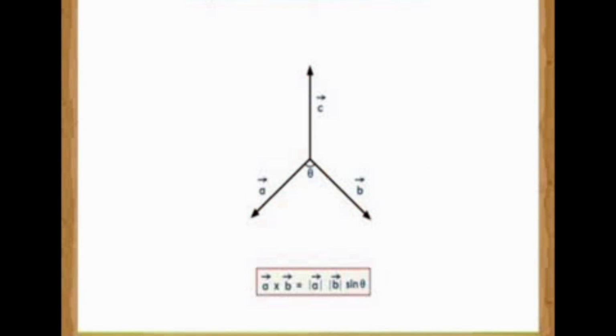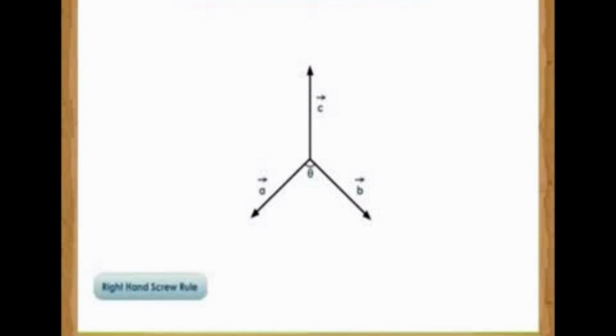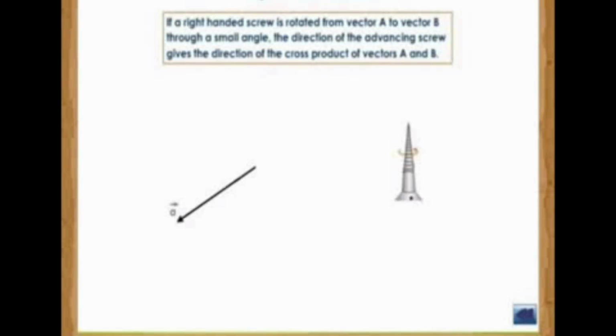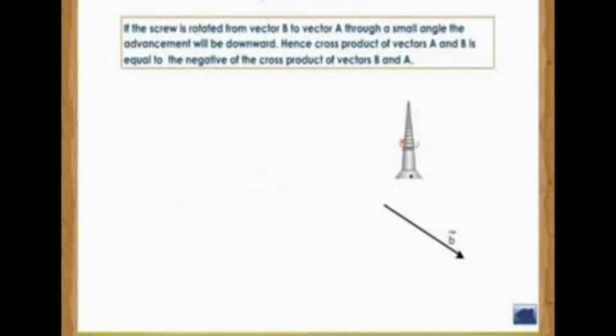That vector's direction is given by the right hand palm rule or right hand corkscrew rule. So n cap, the unit vector, gives the direction of the product of the two vectors. Using the right hand corkscrew rule, or the right hand thumb rule, we can find out the resultant vector. So these are the two rules. See how you use the right hand screw rule. If the right hand screw is rotated from vector A to vector B through a small angle, the direction of advancing of the screw gives the direction of the cross product of the vectors A and B. So this is A cross B.